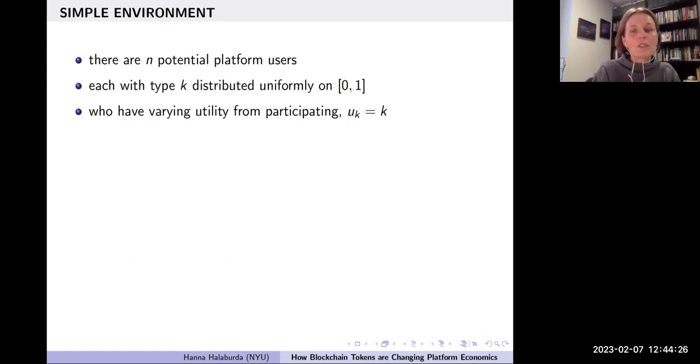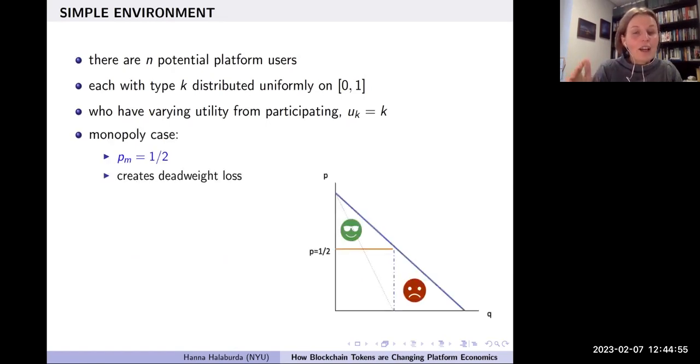It's going to be a very simple example. So imagine that we have n potential platform users, and each has a type k distributed uniformly on [0,1], and they have varying utility from participation, and their type is their utility. So the utility is distributed between 0 and 1 uniformly. That gives us a textbook example of a 45-degree demand curve, and this is why we chose this particular example to illustrate it here.